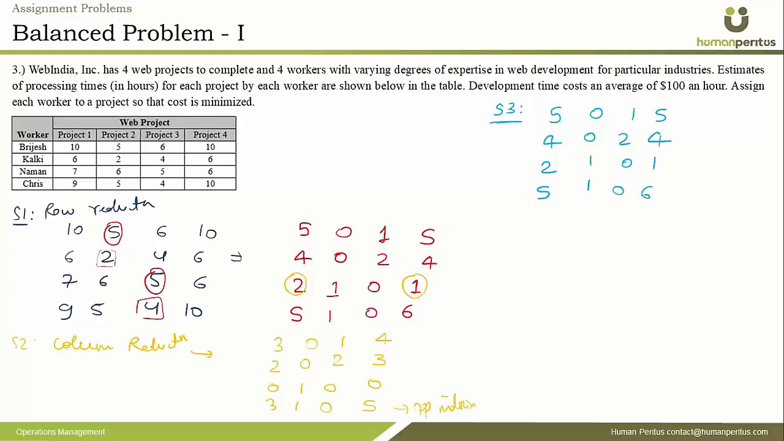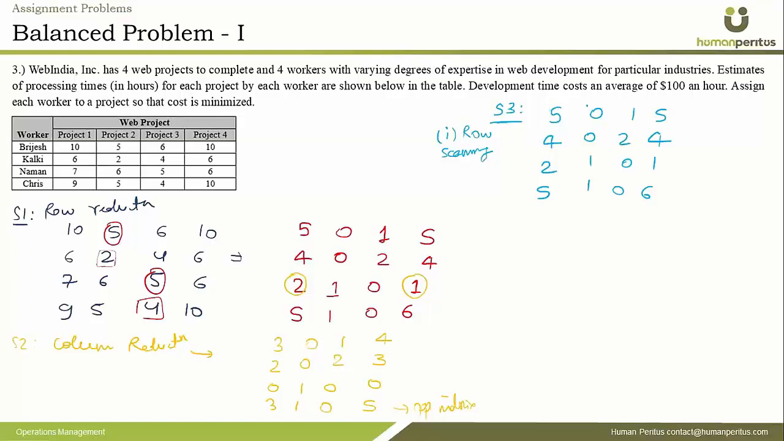0, 6. Now we will try to draw the minimum number of lines so that we can cross all the zeros that are available. So how can we do it? Please pay attention. We will first do row scanning. Row scanning means we will try to identify those rows which have single zeros.